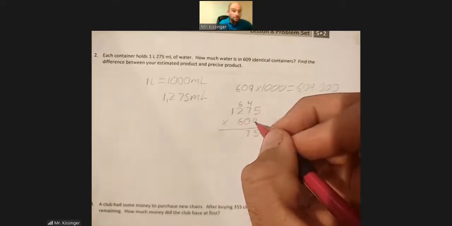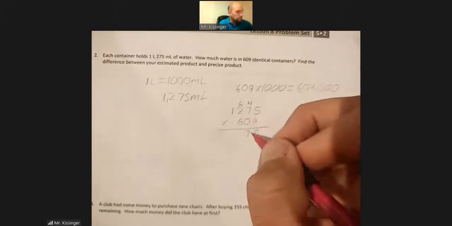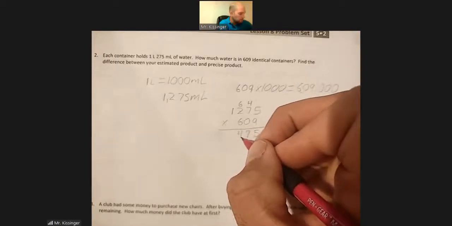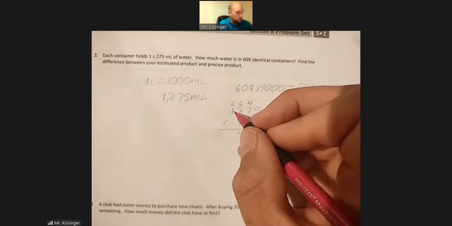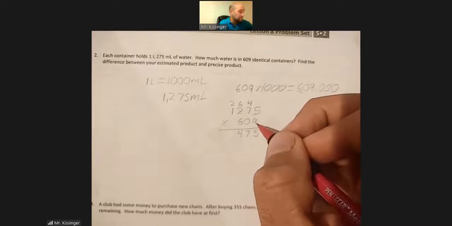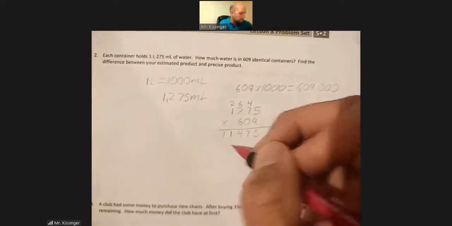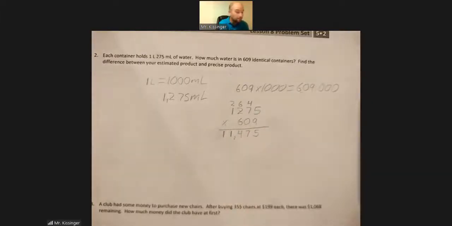2 times 9 is 18. Plus 6 is 24. And then 2 plus 1, or 1 times 9 is 9. Plus 2 is 11. So our first number is 11,475.